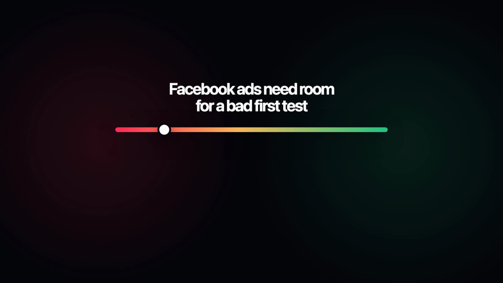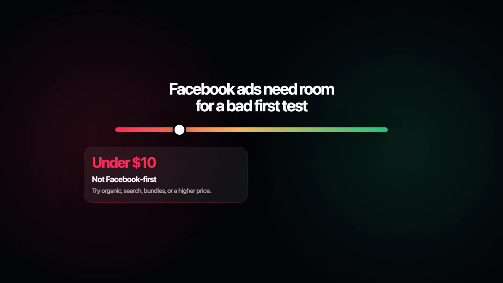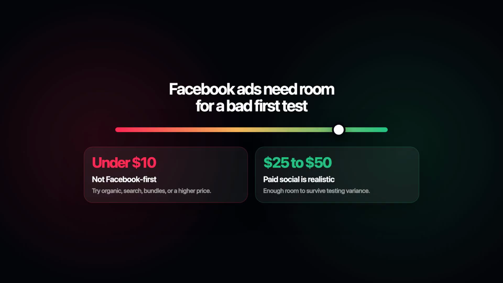The rule is simple. For Facebook ads, I want enough gross profit to absorb a bad first test. If your break-even ad spend is under $10, the product probably needs organic traffic, search traffic, bundles, or a higher price. If it has $25 to $50 of room, paid social is much more realistic.